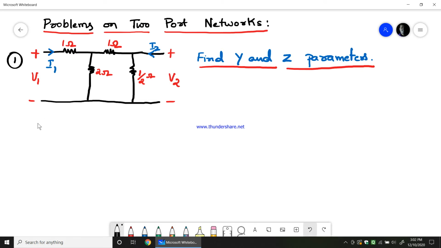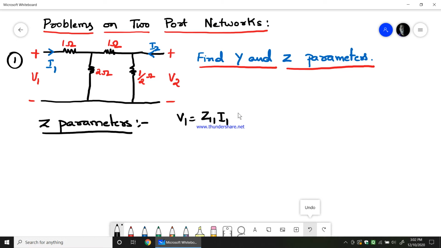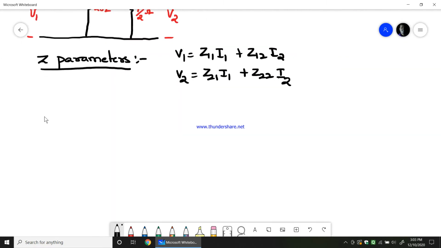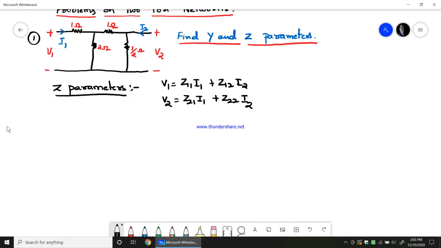So first we'll see z parameters. Let us calculate z parameters for this particular problem. Now we know the equation for z parameters is v1 equals z11 i1 plus z12 i2, and we also know v2 equals z21 i1 plus z22 i2. Now in this given network we need to find out what is z11.